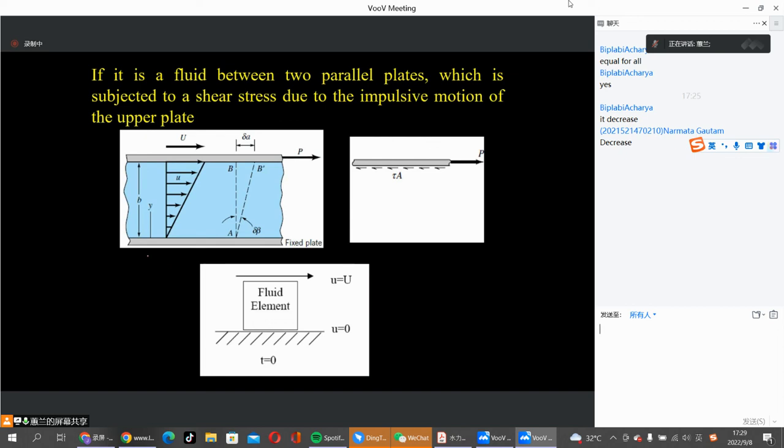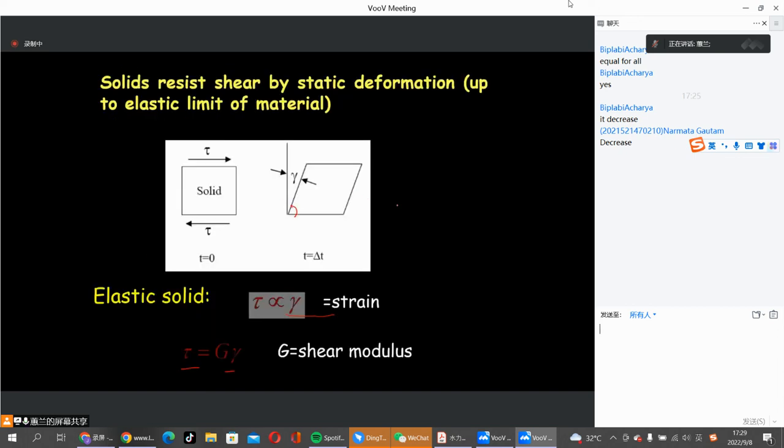now let me write down here. For this one, tau equals mu du dy, and later on we can see we still use gamma. But this gamma is not shear strain, it's shear strain rate. It's very important. It means this is shear strain per second.